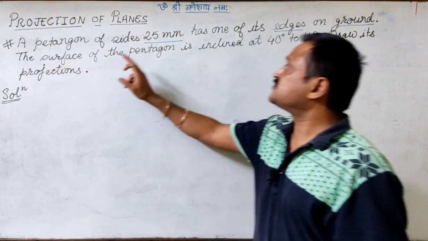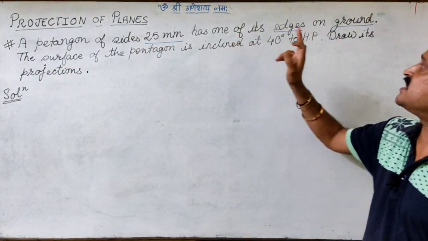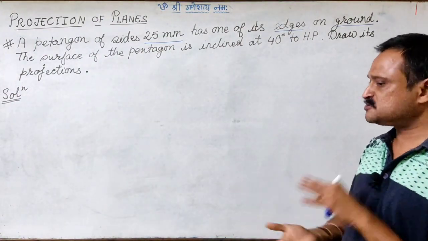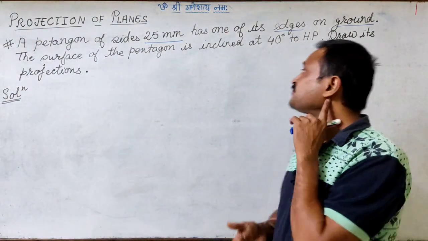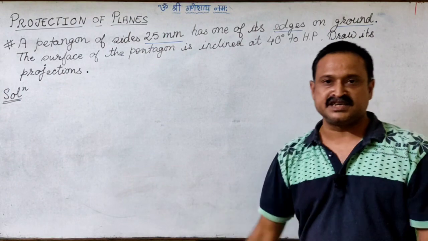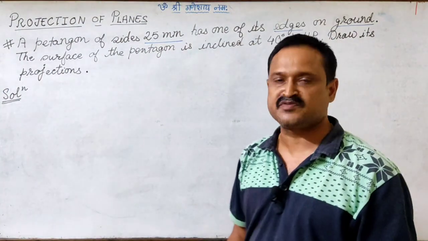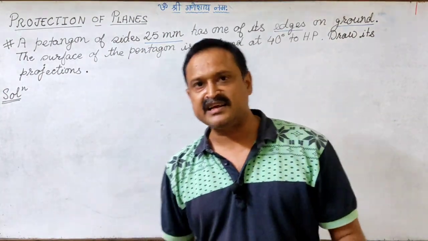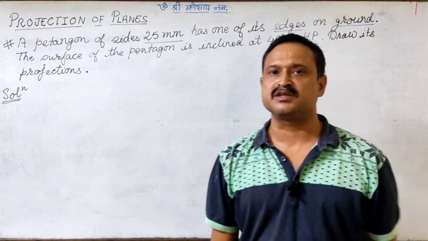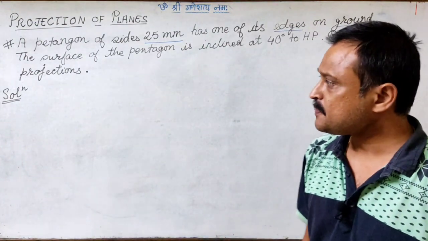The surface of the pentagon is inclined at 40 degrees to HP. HP means again it comes out to be the ground. So we have to draw its projections. Projection means I have to draw its front view and top view. Until and unless it is mentioned, I will not go for the profile view or the third view.